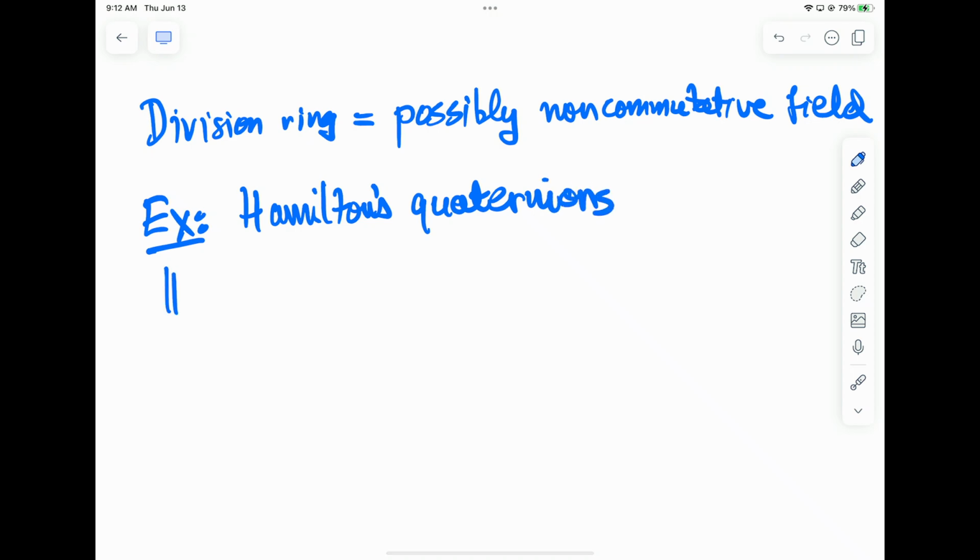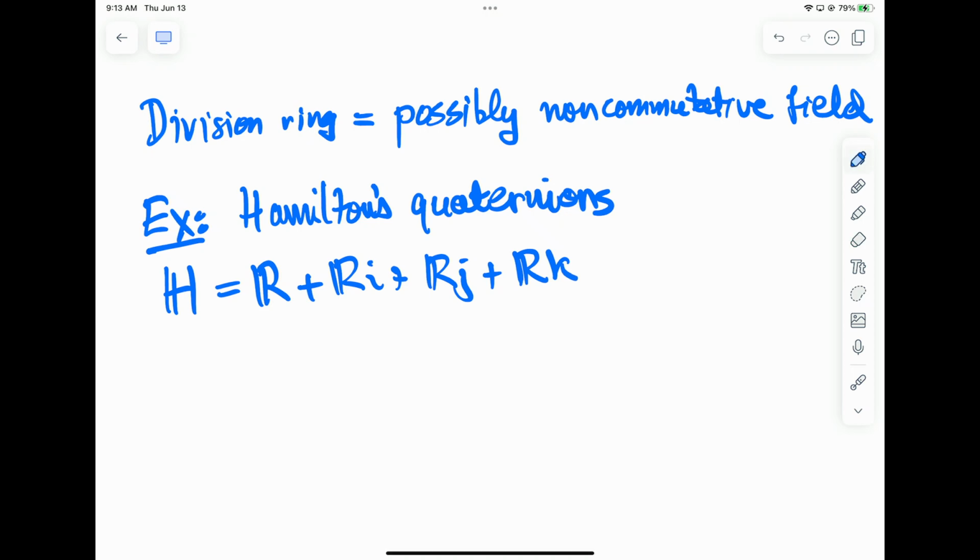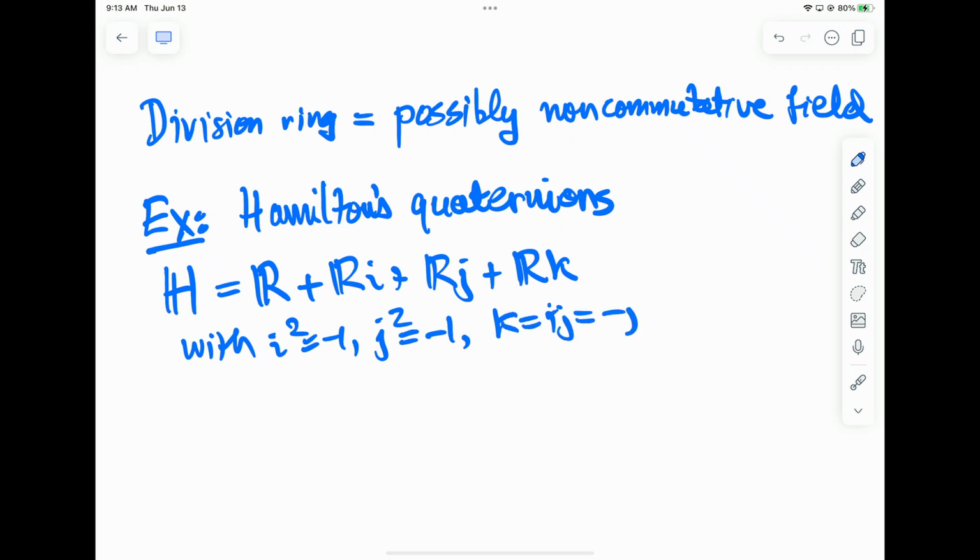So what does that look like? It's written as H in honor of Hamilton. It's four-dimensional over the reals, R plus Ri plus Rj plus Rk. And the rules are going to be that i squared is minus 1, j squared is minus 1, k is equal to ij is equal to minus ji. i and j anti-commute. And from that, you can derive that k squared is minus 1.